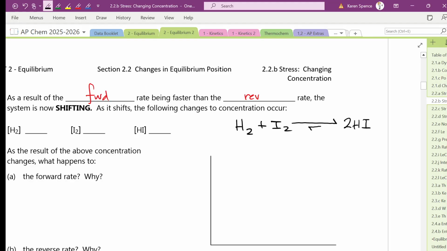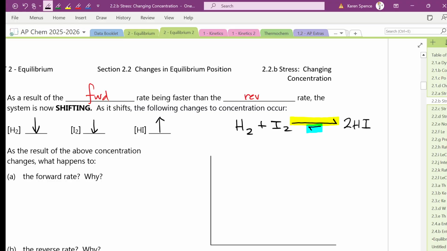What will happen to the concentration of H2? It will decrease because we're using it up faster than we are producing it. How about I2? Same thing. It's going to decrease. We're using it up faster than we are producing it. And HI? HI will increase.